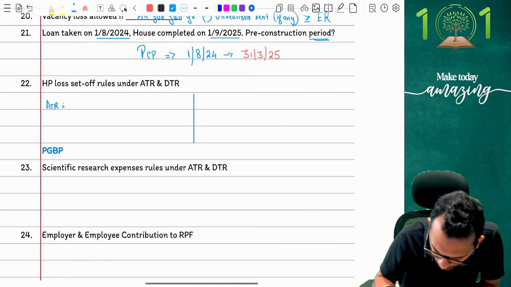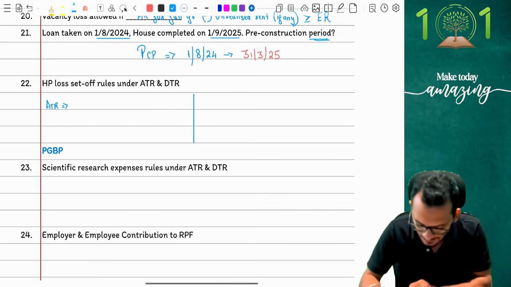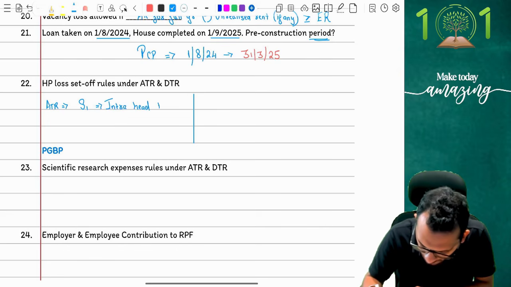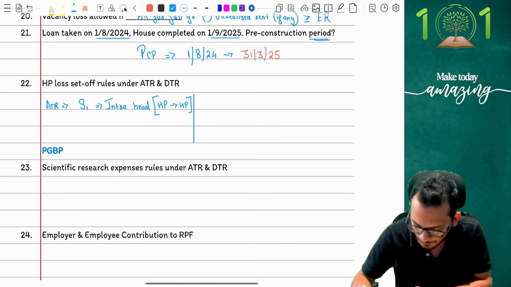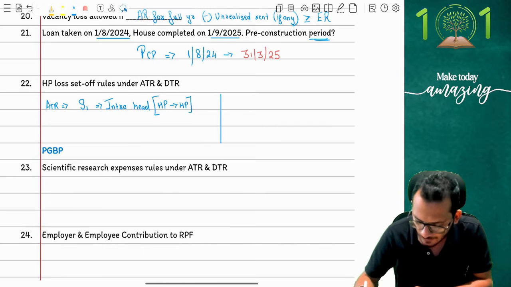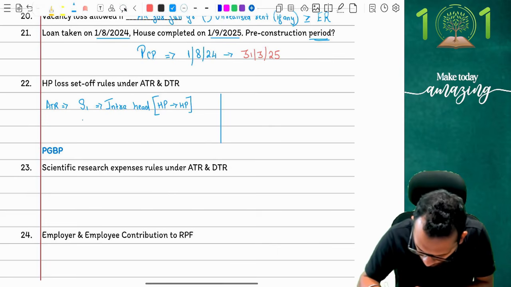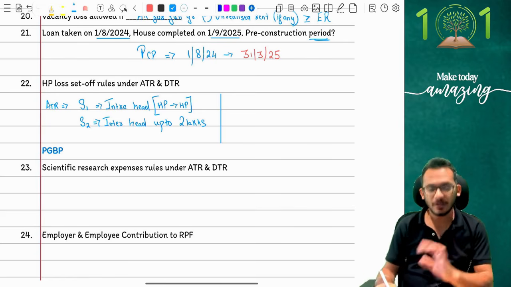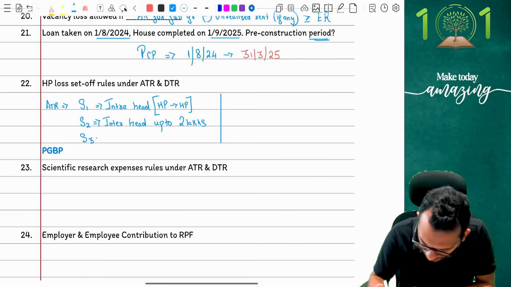Income tax says, if you're under ATR, step number one is what we call intra-head set off. In simple words, I will set off HP to HP. Simple, straightforward logic. Yes, that is what the understanding is. Step number 2. Income tax says go interhead. Go interhead up to 2 lakh rupees, which means up to 2 lakh rupees you can set off interhead. But if you're not able to set off, simply do one thing. Step number 3, carry forward.